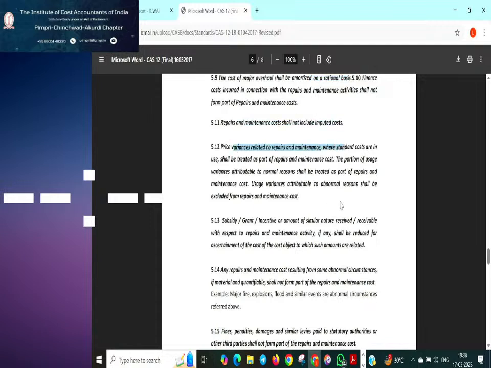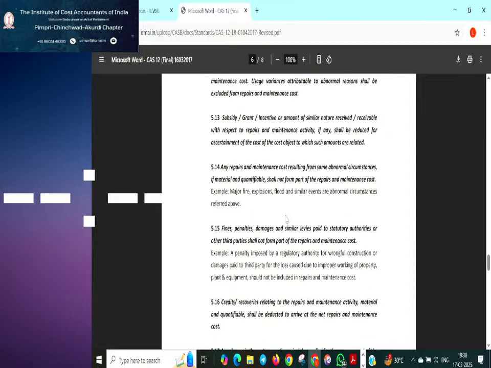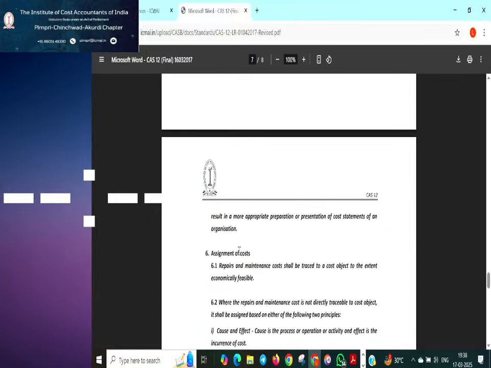Price variances will always be there if there is a standard cost being maintained. And if the variance is normal, then it will be included. If it is abnormal, it shall be excluded from repair and maintenance costs. Other things remain the same. Abnormal circumstances like major fire, explosions, flood and similar events are abnormal events. Because of that, if you are facing any losses in repair and maintenance cost, then in that case it is abnormal in nature, and it should not be included in repairs and maintenance. And other things remain the same.